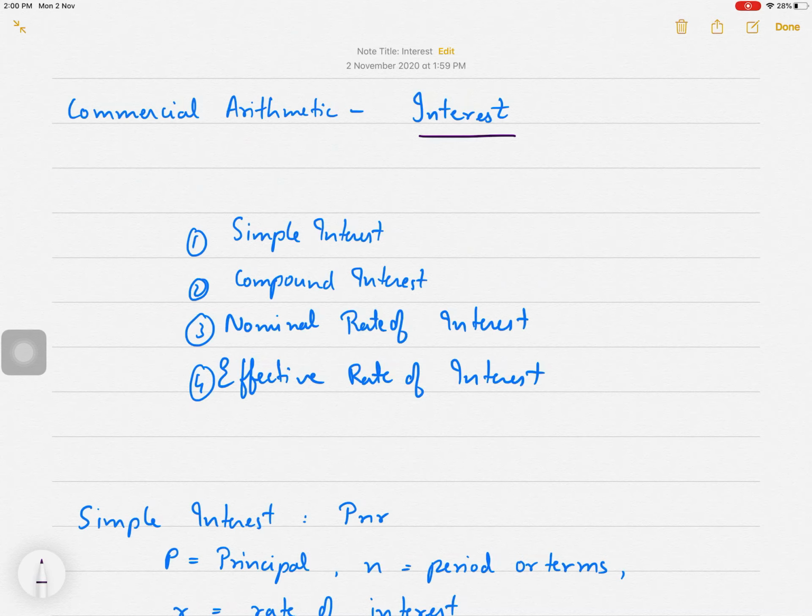Now, what is simple interest and what is compound interest? Simple interest is the interest that is paid on the original amount of money that has been borrowed or invested. If the interest is calculated on the original amount, that is the principal, it is called simple interest. And compound interest is calculated on both the principal amount and its accrued interest. Now let me explain with an example.